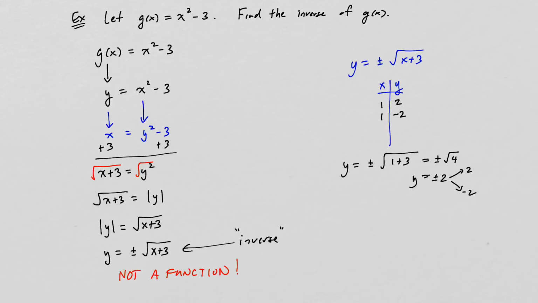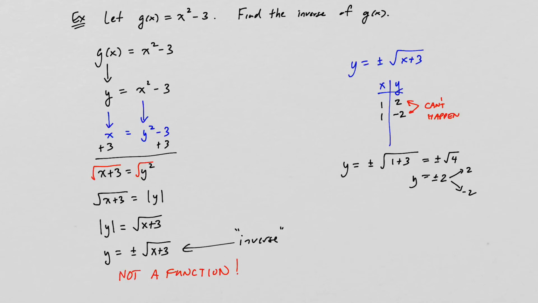This can't happen in a function. This can't happen. So we have a problem here, right? We have a clear problem here. The problem is that our original function was not the right kind of function to have an inverse that was also a function. Let me just kind of show you what I mean by this.